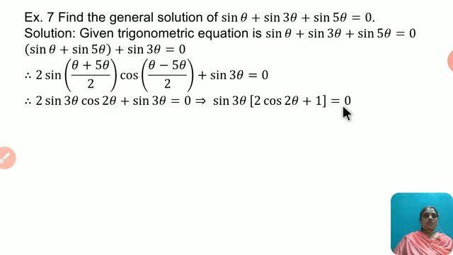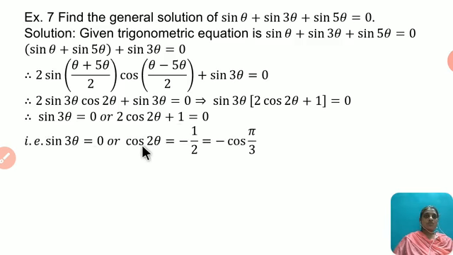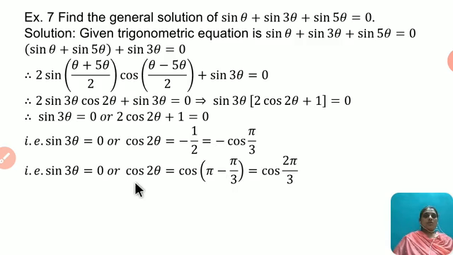Now since the product is 0, one of the two terms is 0. So we get sin 3 theta is equal to 0 or 2 times cos 2 theta plus 1 is equal to 0. That is, sin 3 theta is equal to 0 or cos 2 theta is equal to minus 1 upon 2, which is equal to minus cos pi by 3. Therefore sin 3 theta is equal to 0 or cos 2 theta is equal to cos of (pi minus pi by 3), because we know the cosine function is negative in the second quadrant. So we write this as cos of (pi minus pi by 3), and it is cos 2 pi by 3.